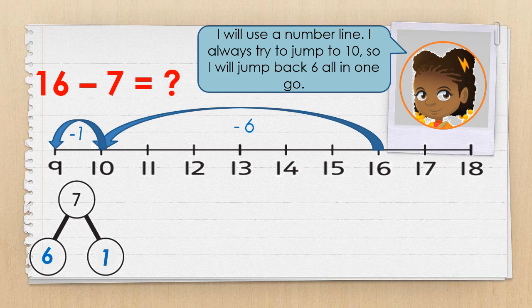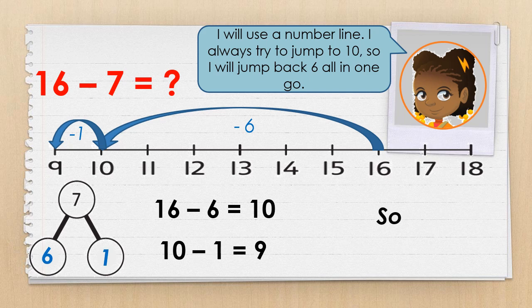There you go. Now let us write the number sentences as shown on the number line. 16 minus 6 equals 10. And then 10 minus 1 equals 9. So 16 minus 7 equals 9. What an awesome trick to subtract big numbers, isn't it? We just need to remember that it is important to reach 10 first, as this makes it easier to solve the problem. Okay?